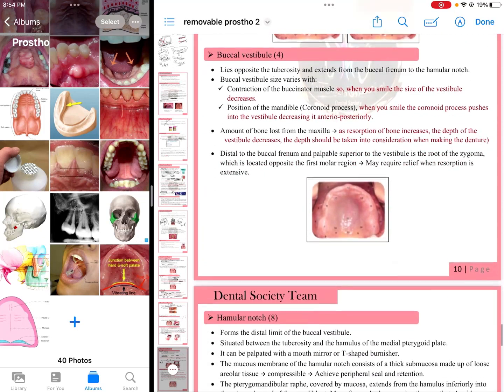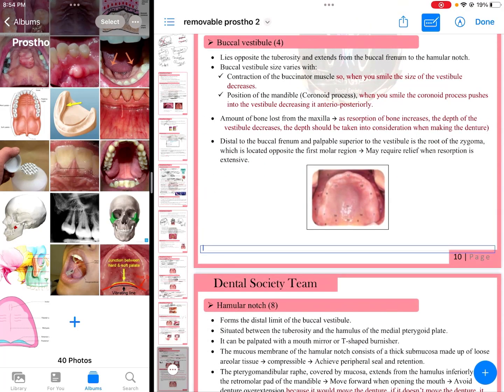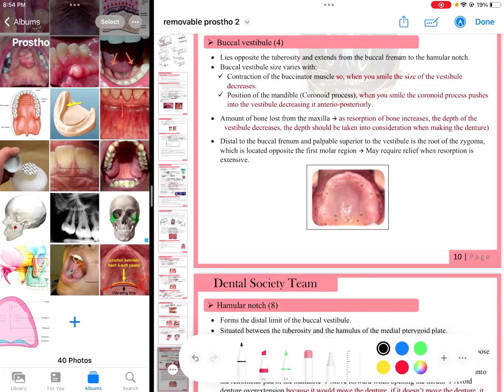Okay. Now the buccal vestibule lies behind the buccal frenum. It extends from the buccal frenum to the hamular notch. Okay, it lies opposite the tuberosity. Here is the labial vestibule, sorry, buccal vestibule. It's from the buccal frenum until the hamular notch. This is the hamular notch, and now we are going to talk about that.